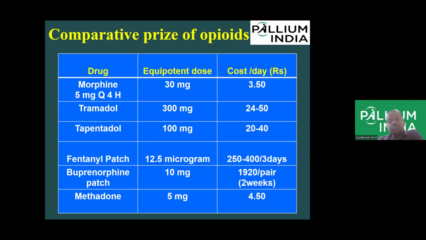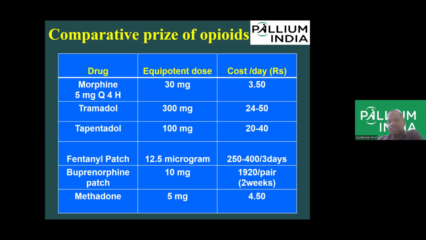But if you want to achieve the same pain relief with tramadol, you have to give 300 milligram of tramadol, and that would cost anywhere between 24 to 50 rupees. With tapentadol also, it's almost the same. But with fentanyl patch, you have to give a 12.5 microgram fentanyl patch, which may vary between 250 to 400 rupees.